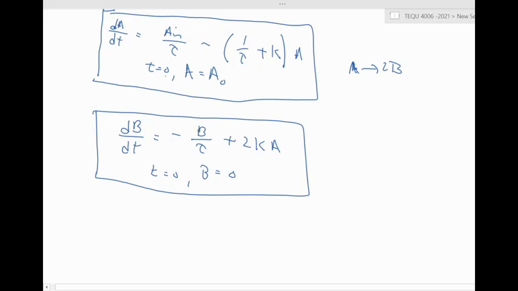Well, the second one is definitely more complicated because it has B here, which is a dependent variable of time, and it also has A, which is also a dependent variable of time. So two variables. This needs to be solved together with this one. How about this one? Well, since there's no B around here, this can be solved independently of this one. And that's great. That's good news. So let's solve this equation.